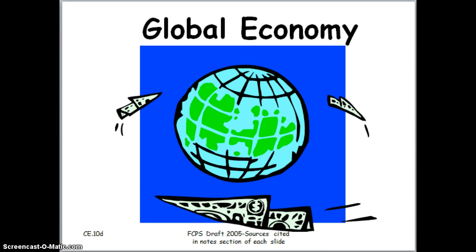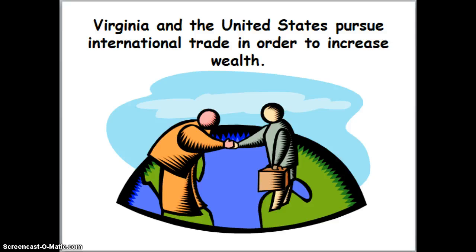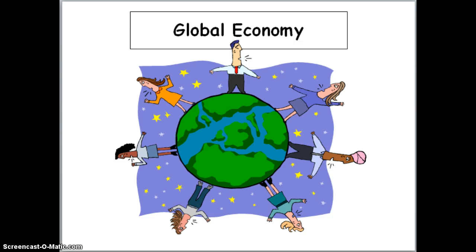Okay, global economies. Firstly, when we think about our global economy, we need to think not only about our country and how it trades with other countries, but also our state. We pursue this trade because of wealth, and we've seen this in the past with mercantilism, where in order to get more money, we need to be able to trade with other countries and increase our markets. So this is why we have a global economy.